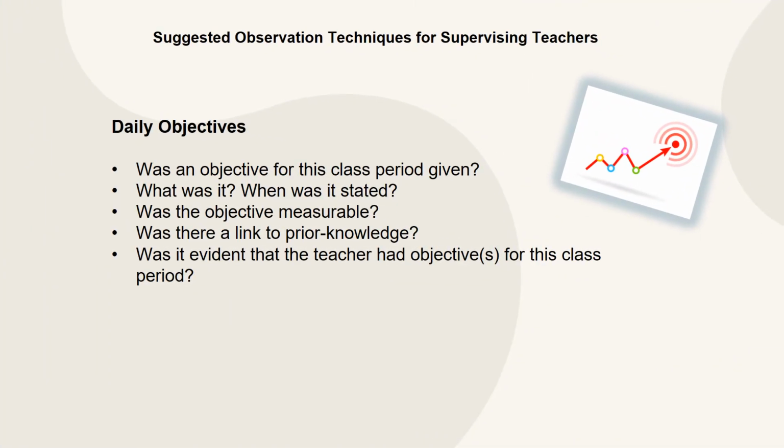These are suggested observation techniques for supervising teachers: daily objectives. Was an objective for this class period given? What was it? When was it stated? Was the objective measurable? Was there a link to prior knowledge? Was it evident that the teacher had objectives for this class period?